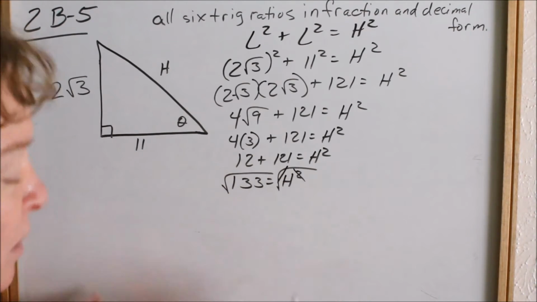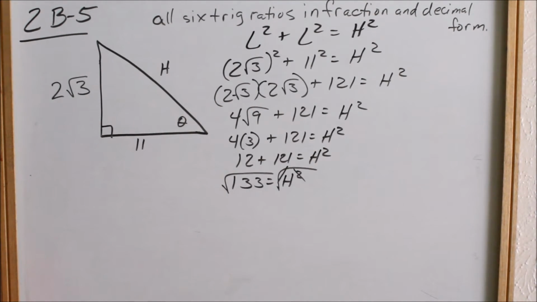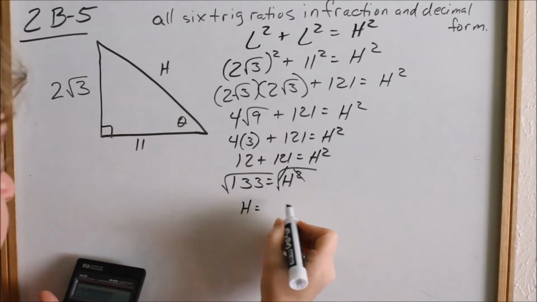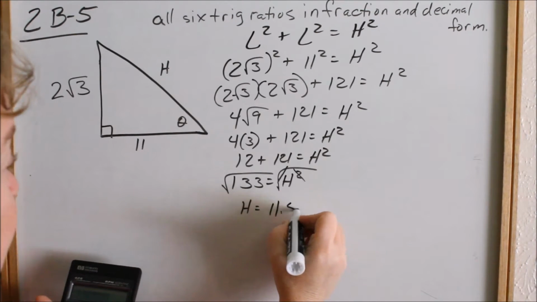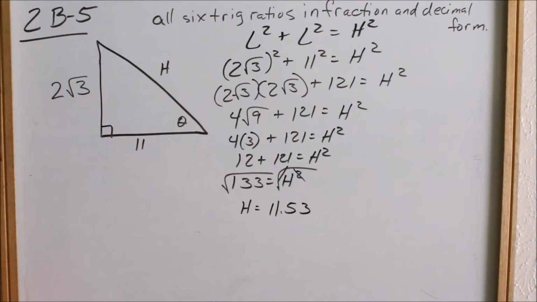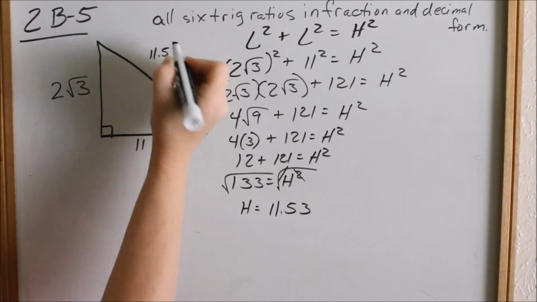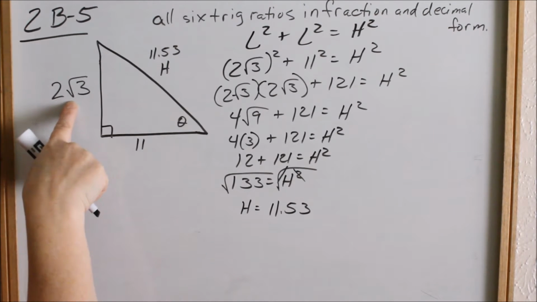And then we're going to go ahead and put this into a decimal instead of leaving the radical. Since we're eventually turning this all into decimal form, we're just going to turn our radicals into decimals. So the square root of 133, h is approximately 11.53. So that's the hypotenuse, 11.53. And again, to work smarter, not harder, to make life easier, we're going to turn this into a decimal.